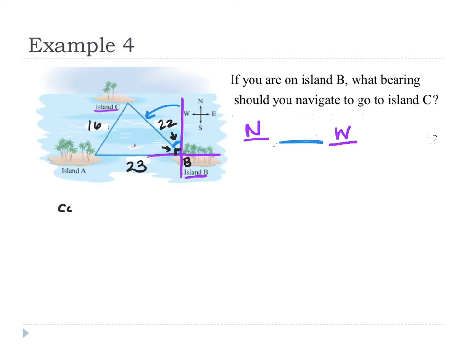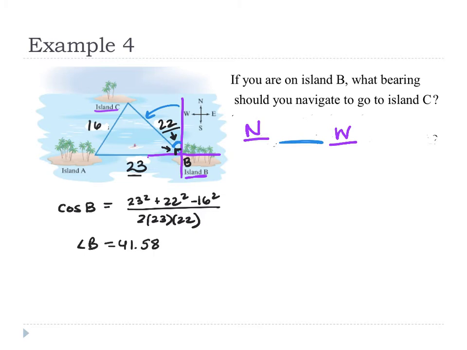So I'm going to say the cosine of B equals, and it doesn't matter the letters really, it's the 2 sides that are next to it. So 23 squared plus 22 squared minus the one opposite it over 2 times those first 2. So I get secant, inverse cosine, group it, 23 squared plus 22 squared minus 16 squared, close my parentheses, divided by, open them up again. And I get angle B is 41.58 degrees.